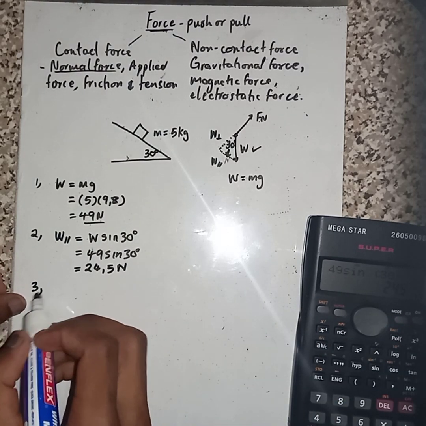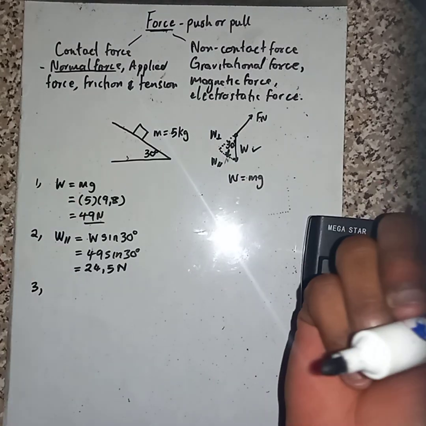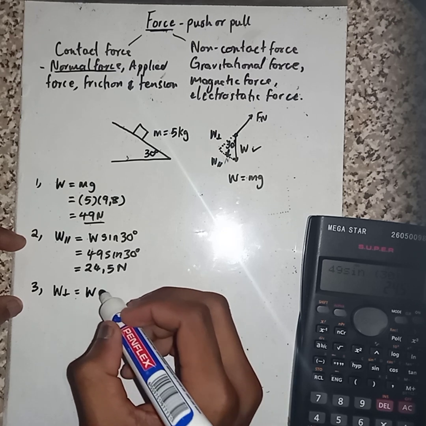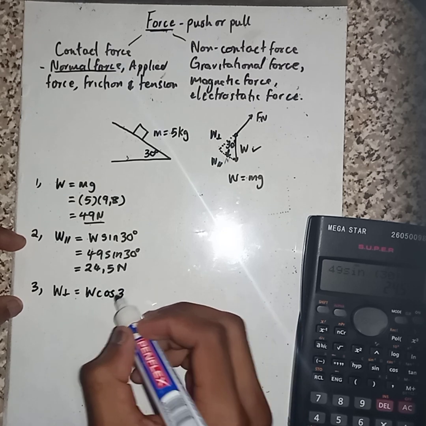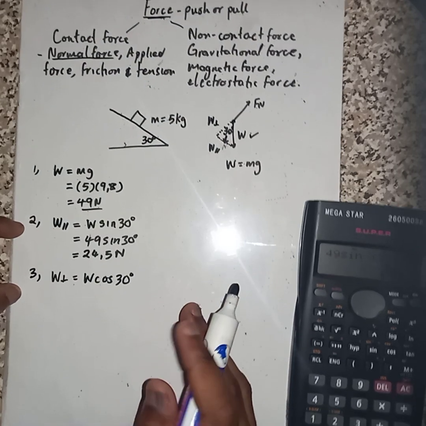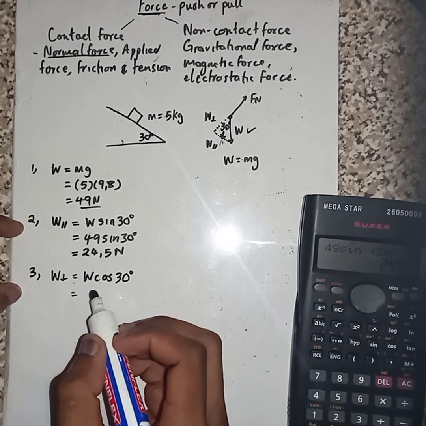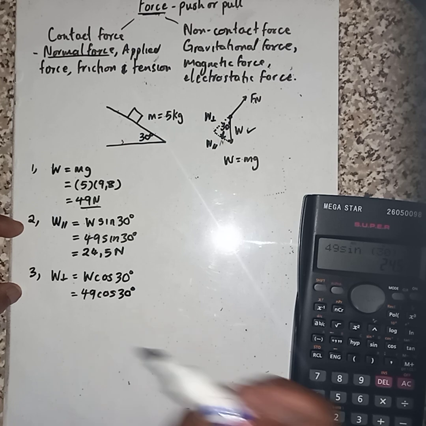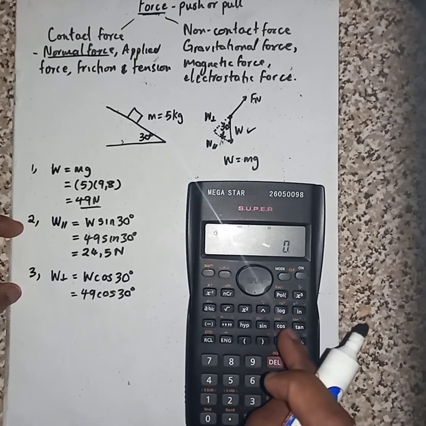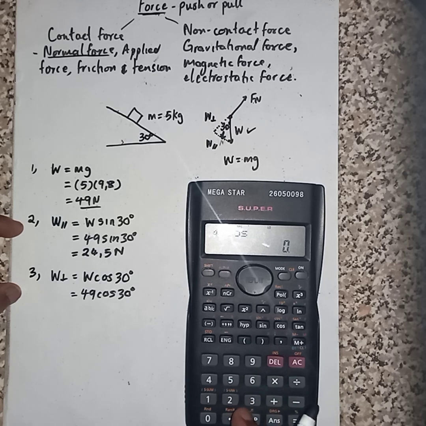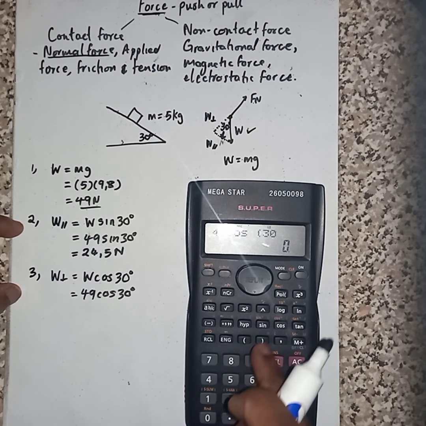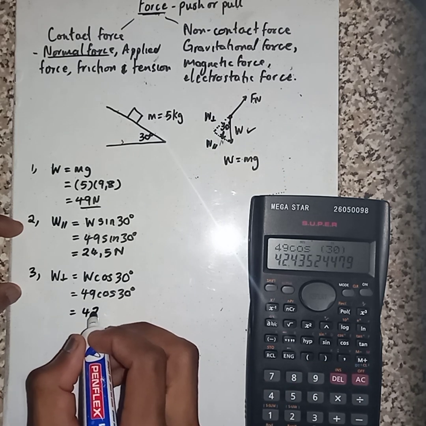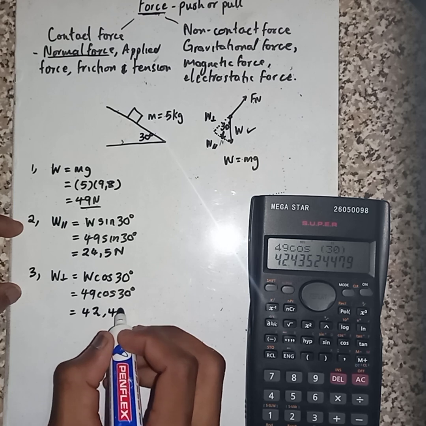Immediately after doing this, we can also calculate the perpendicular component. As for the perpendicular component, we use cos of 30. Then it's going to be 49, but this time around cos of 30 degrees. Let us calculate 49 cos of 30. We are going to get 42.4 Newton.